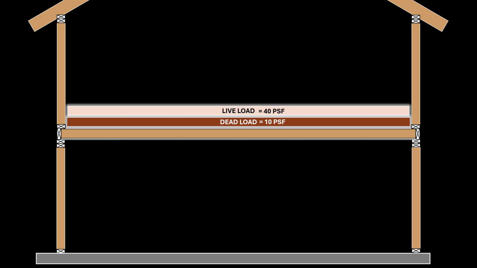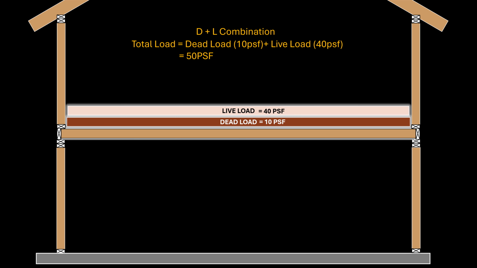As we mentioned, we will consider the dead plus live load combination. The total load based on this load combination is the sum of 10 pounds per square foot for dead load and 40 pounds per square foot for live load. The total load is 50 pounds per square foot. Therefore, we will design the floor joists to support a uniform load of 50 pounds per square foot.